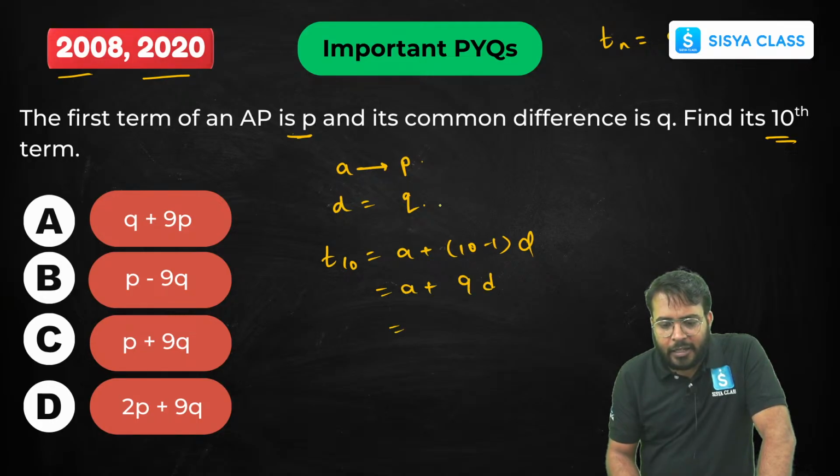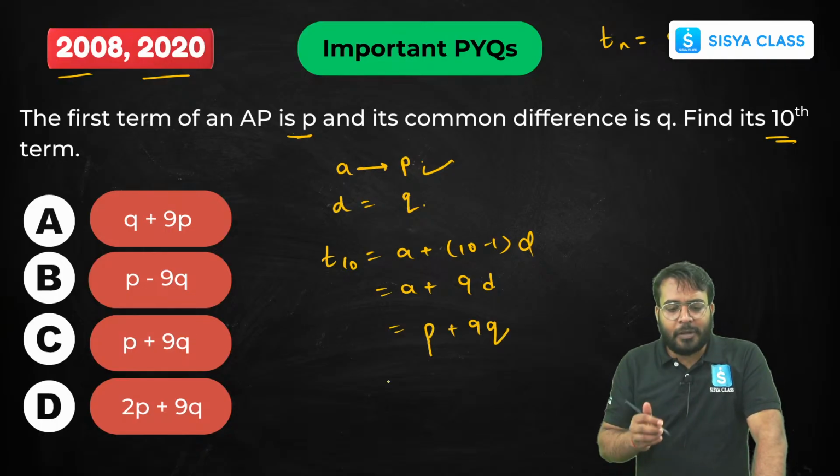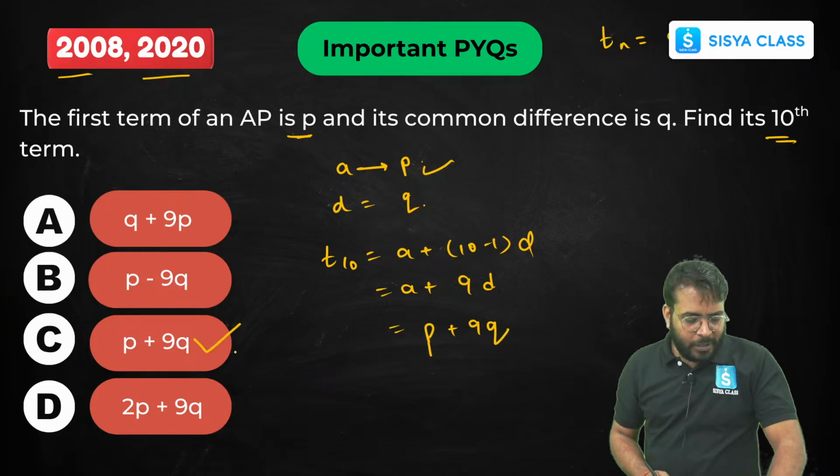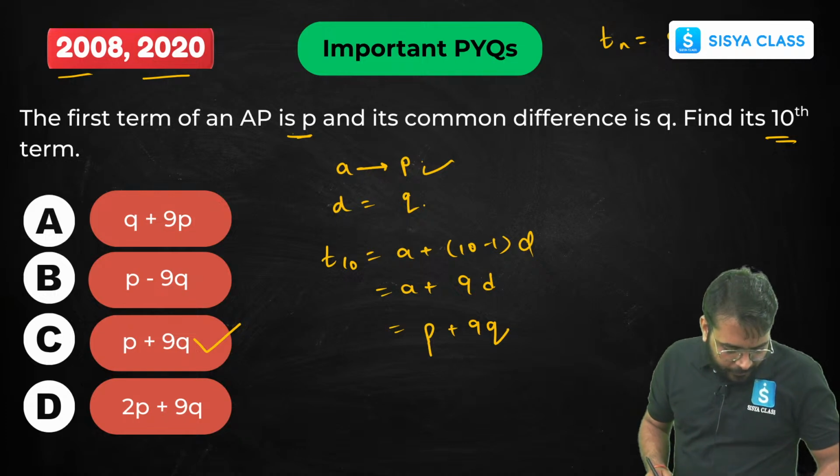और A की वैल्यू क्या है बेटा? A इज नथिंग बट P. और D की वैल्यू क्या है बेटा? D इज नथिंग बट Q. सो दैट मीन्स योर आंसर शुड बी P प्लस 9Q, राइट?